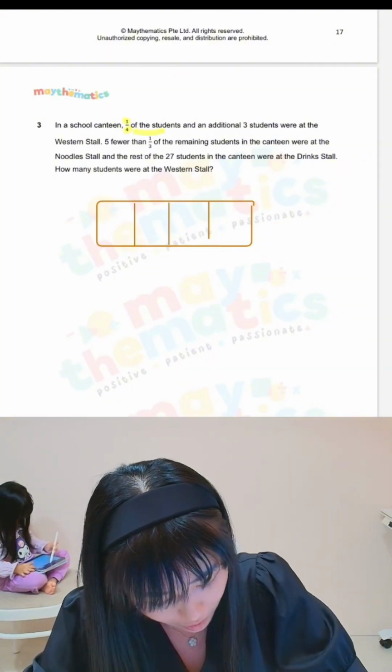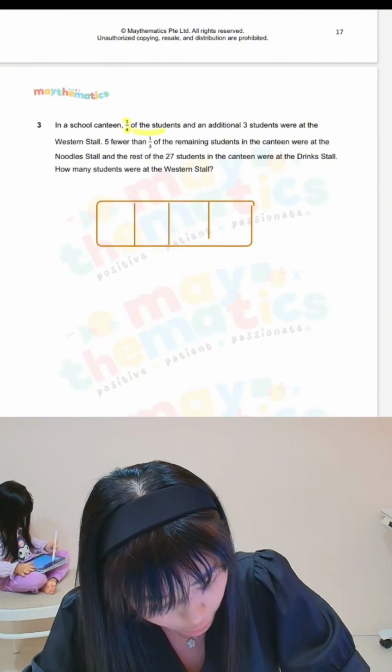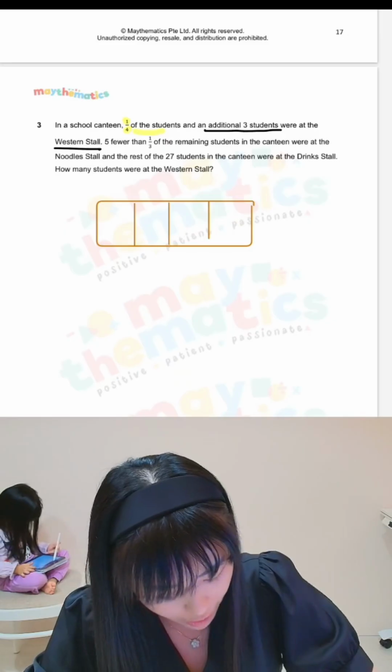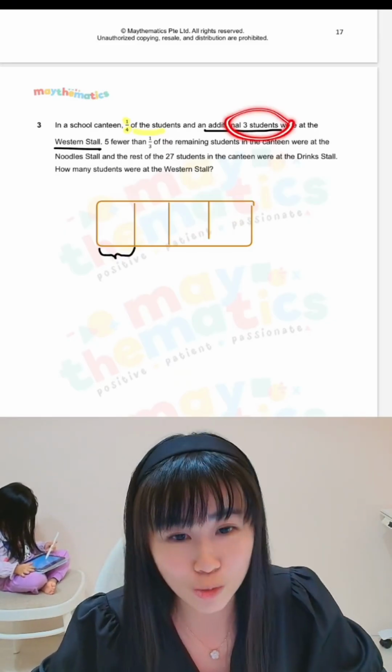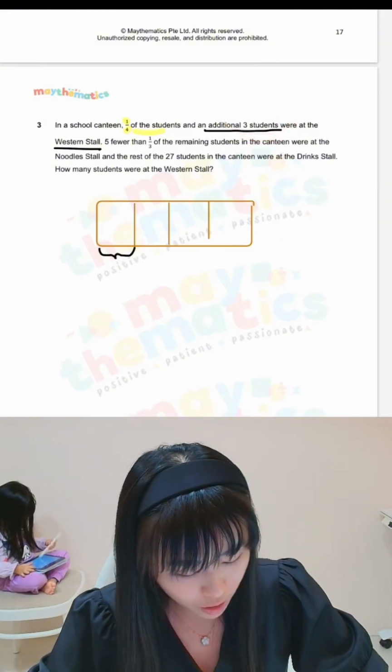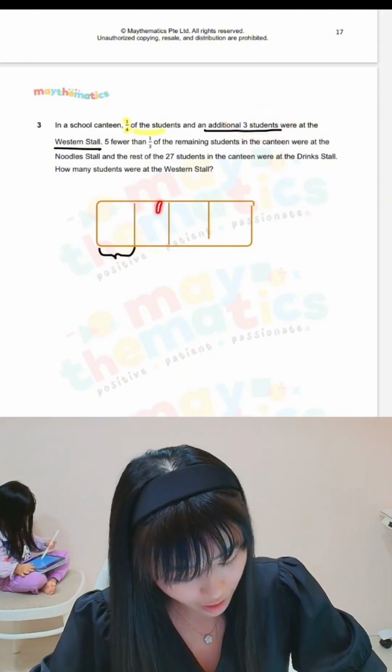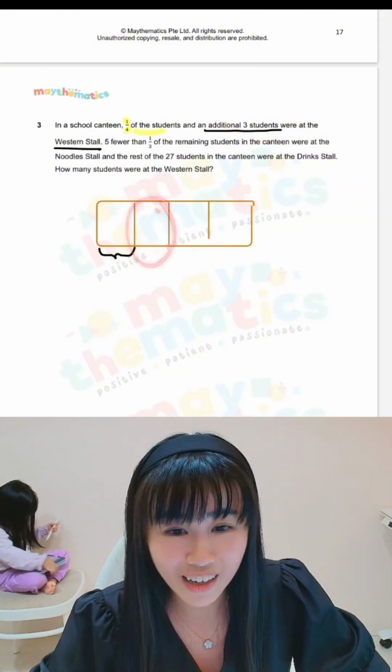Out of the 4, we'll have 1 unit of it and 3 additional students were at the Western store. Okay, so now this is the problem. 1 unit is here, right? But what about the 3 students? How can you draw the 3 students? Do you draw it like that? Like that? How?